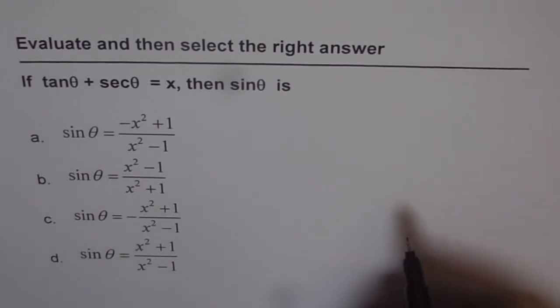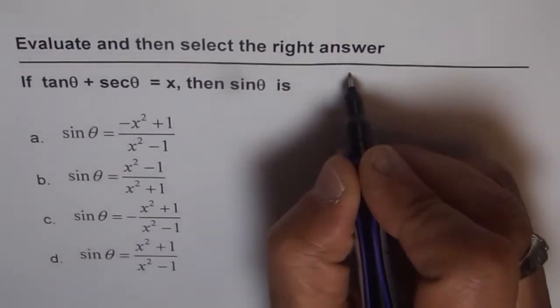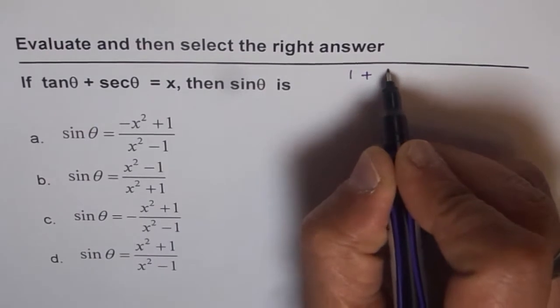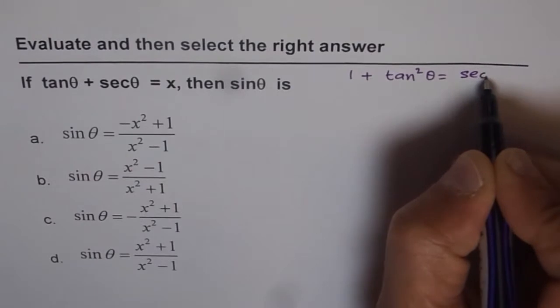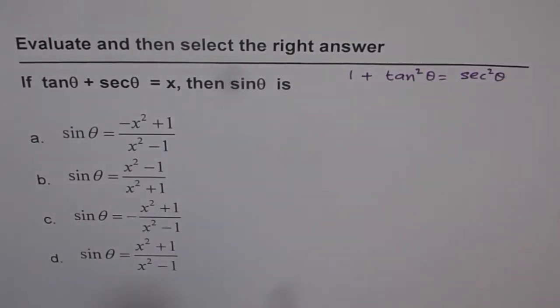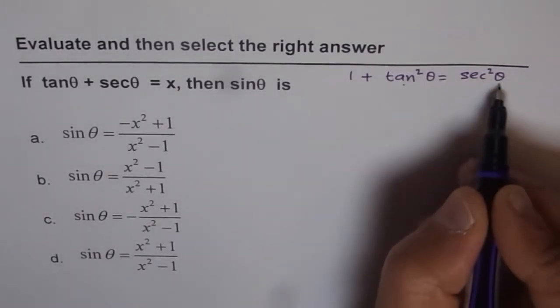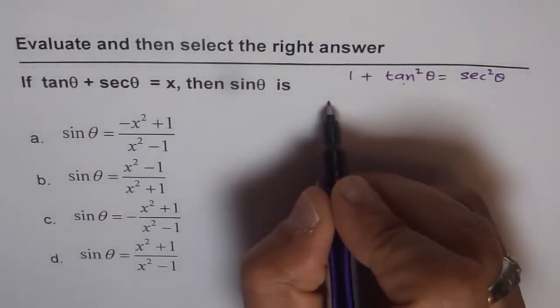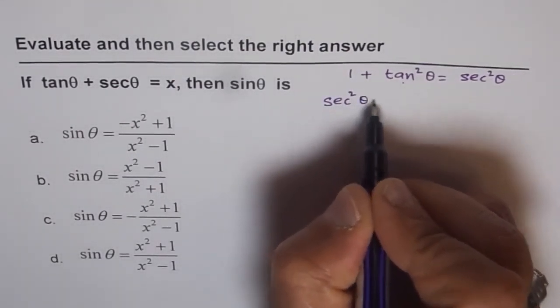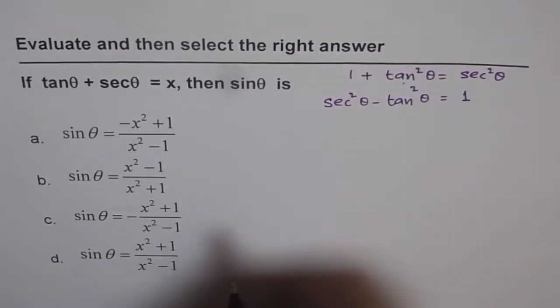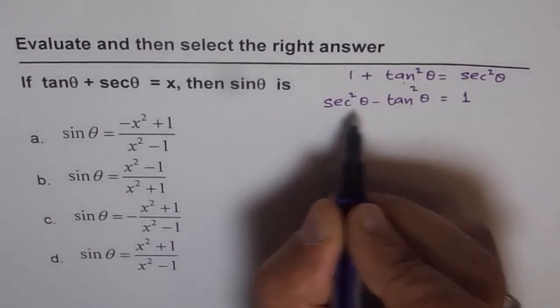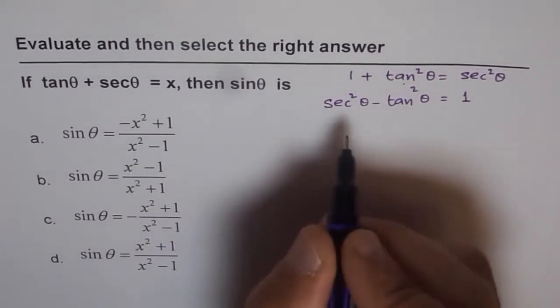Now tan theta and secant theta are related with one very simple Pythagorean relation, which is 1 plus tan square theta equals secant square theta. So we'll start from here and then find what sine theta should be for this particular case. Okay. So here we can take tan square theta to the other side, and then we can write secant square theta minus tan square theta equals 1, right?